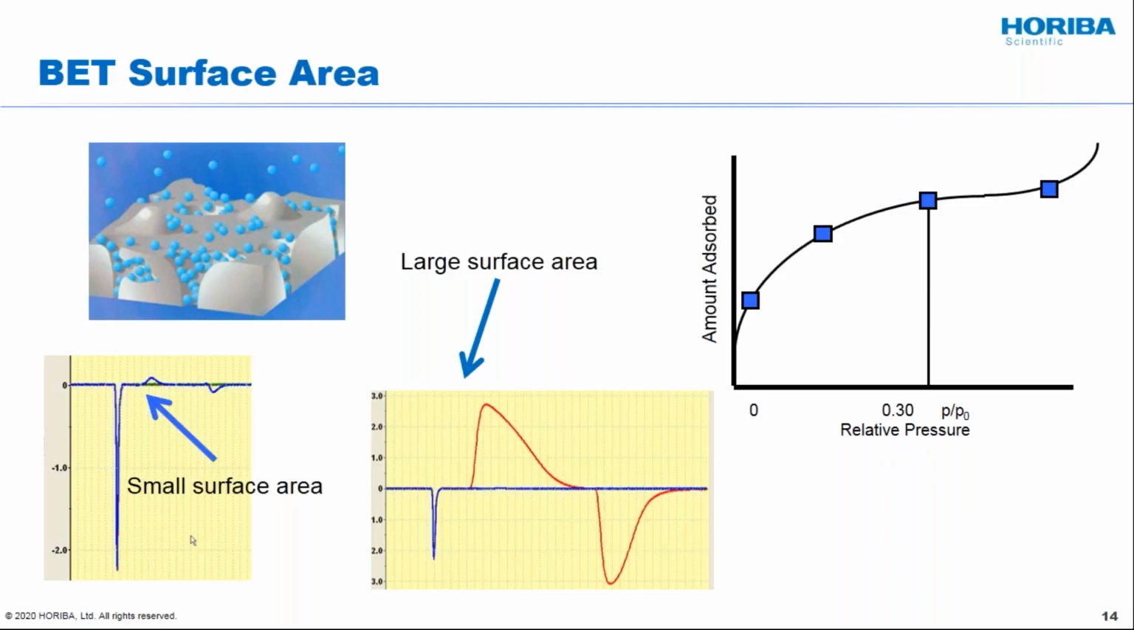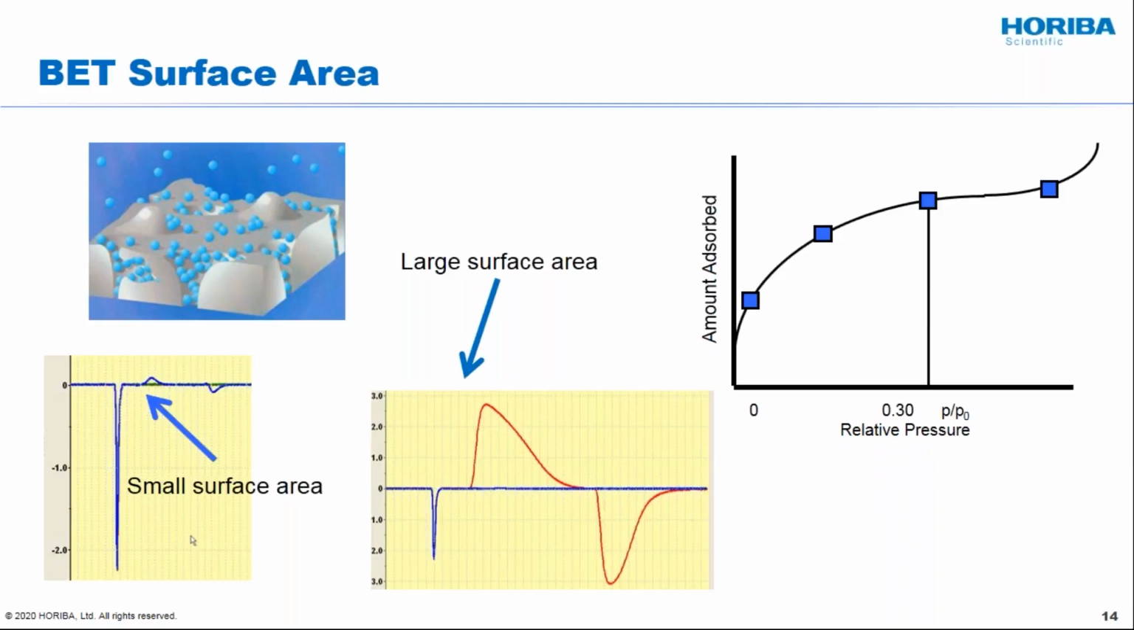onto the surface. Over to the right a little bit further, you're eventually going to take your liquid nitrogen dewar away from the sample. When you take it away from the sample, now all the nitrogen gas that was adsorbed on the surface is going to be desorbed. So you have an adsorption peak on the left, and you have a desorption peak on the right.